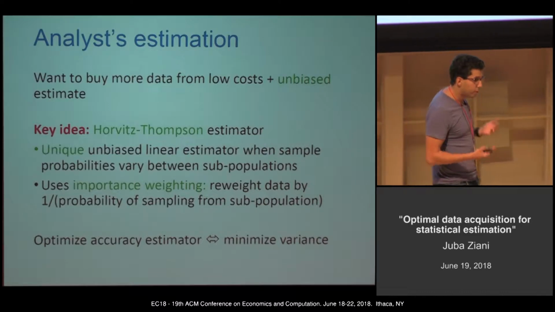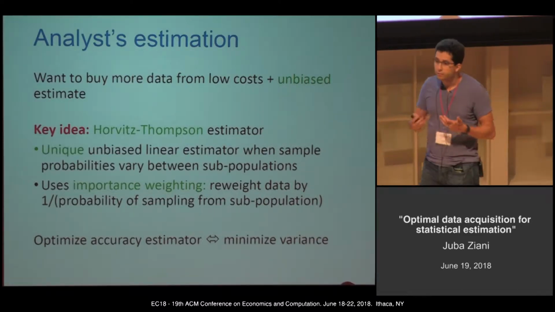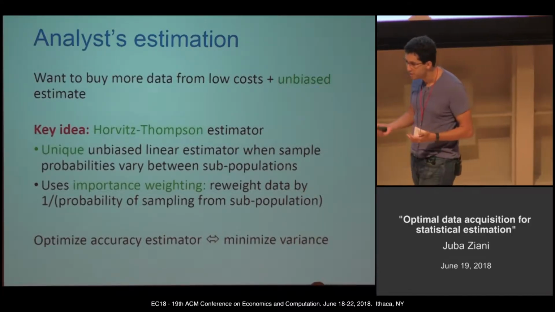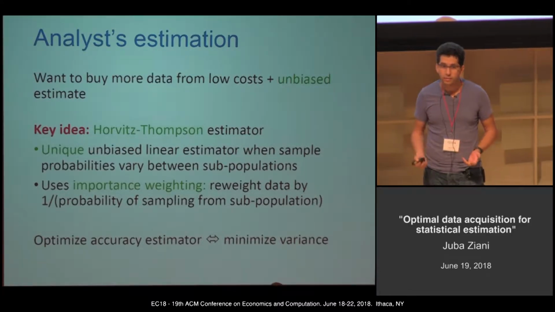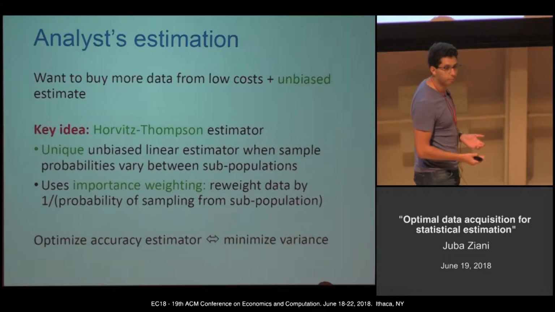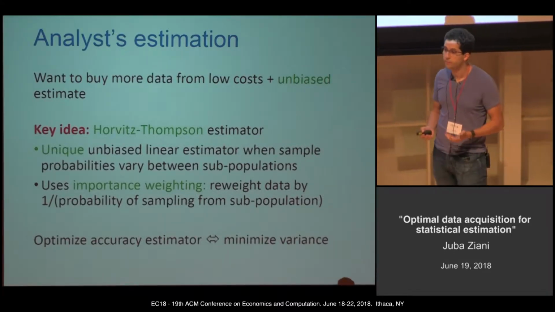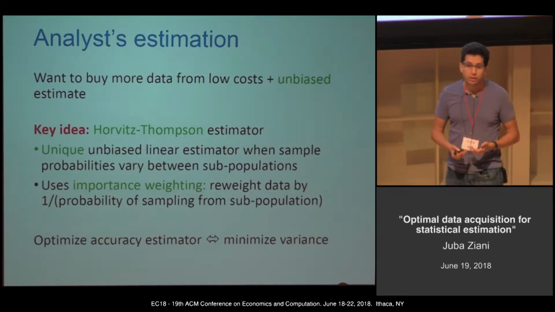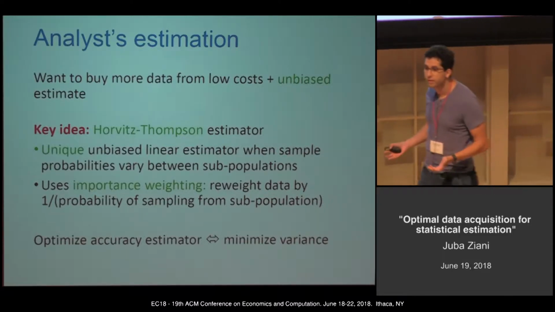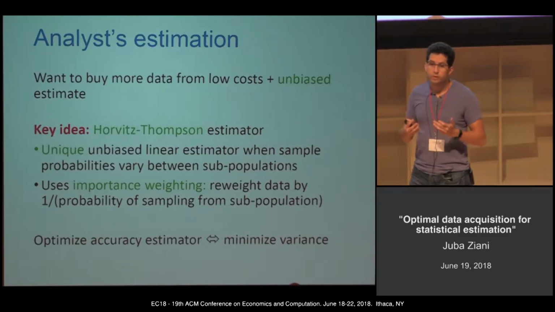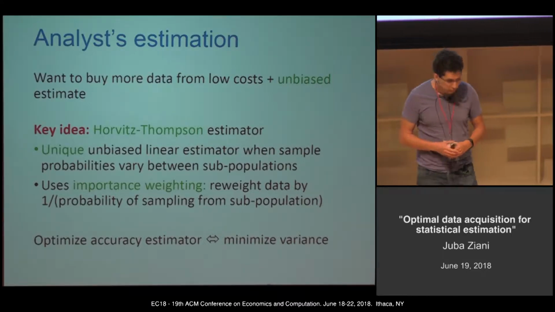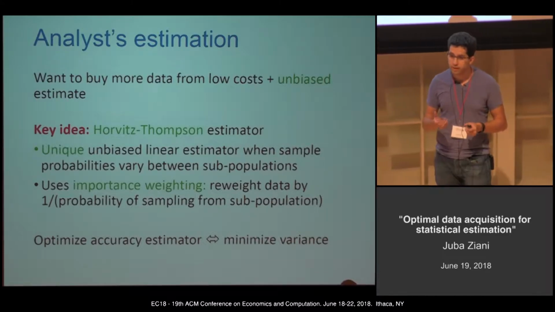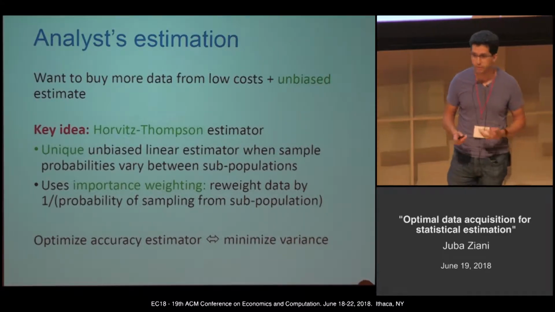So as I was saying before, intuitively you still want to buy as much data as possible from the lowest cost agents, but also get an estimate that's unbiased. And there is a way to do so. The analyst can use what is called the Horowitz-Thompson estimator. It is basically the unique, unbiased linear estimator in settings in which you want to estimate the mean of a population, and you have different subpopulations, and you sample data from these populations at different rates or with different probabilities.